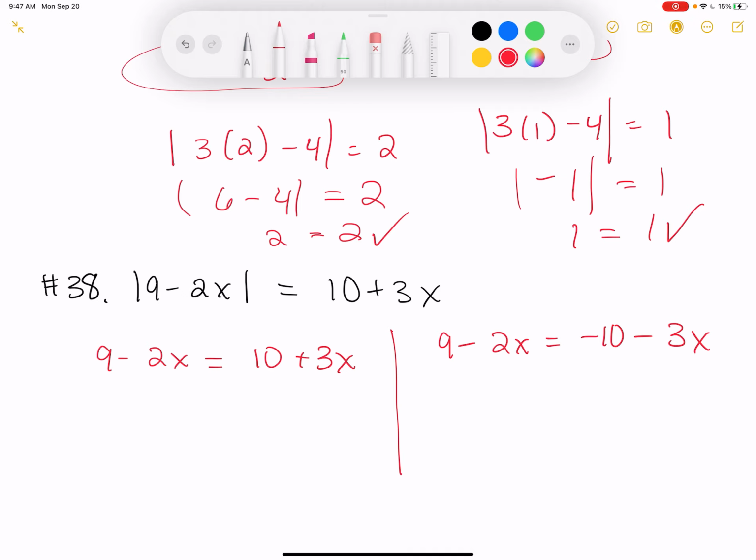So I'm going to move my x's to the left, numbers to the right. So that's going to be negative 5x is equal to 1. x equals negative 1/5.